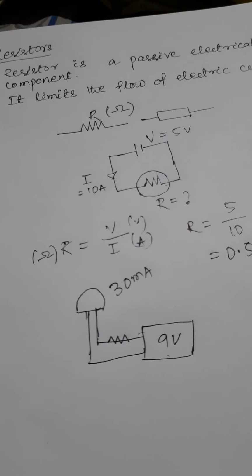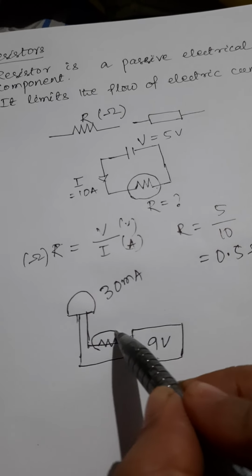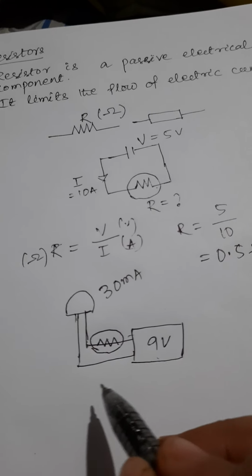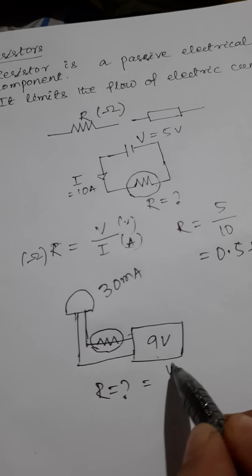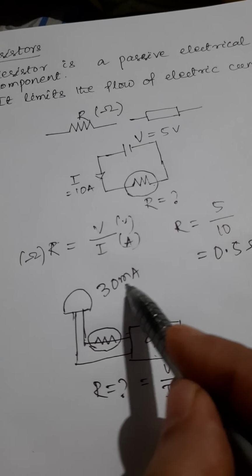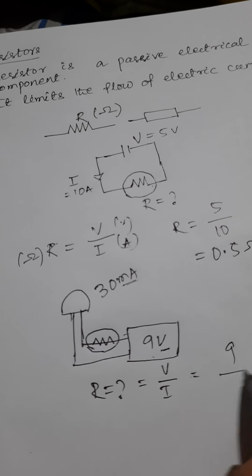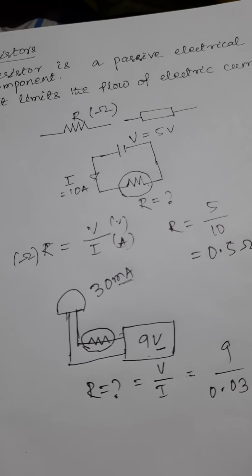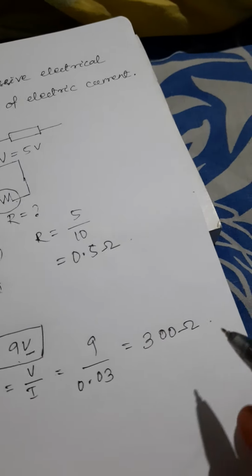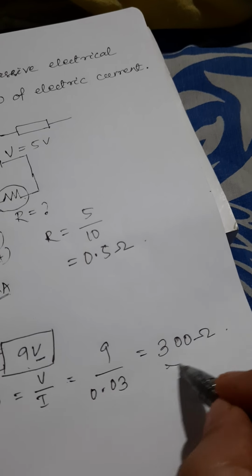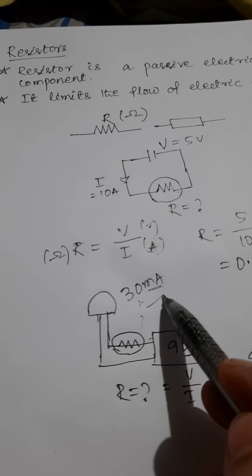Then we need to calculate the value of the resistor. What should be the value of this resistor? We have to find out. How to find out? Following the same Ohm's law, it will be equal to V by I. So here this one is in milliampere and this one is in volt. So this is 9 by 0.03. We will get exactly 300 ohm. Okay, so we need a resistor of 300 ohm value to glow this LED in this circuit.